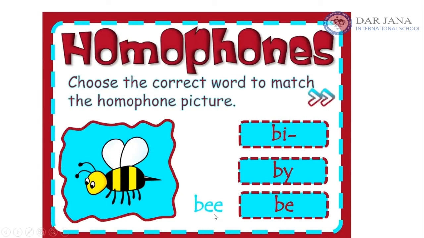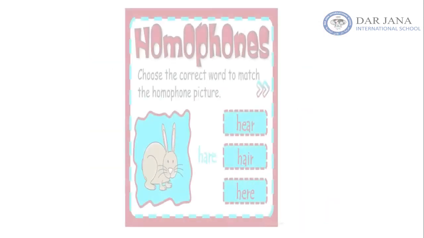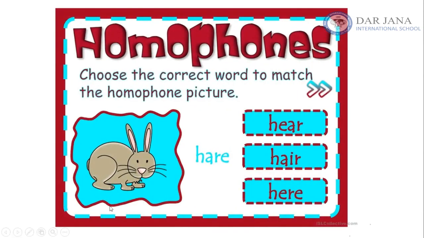Now the word be. Is it buy, like bicycle, or bye, or bee? It is bee. So we have here also hare, which means rabbit. Which word is its homophone? Is it here or hair or hear? Excellent. It is hair.